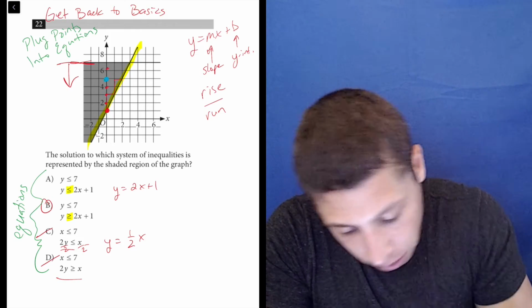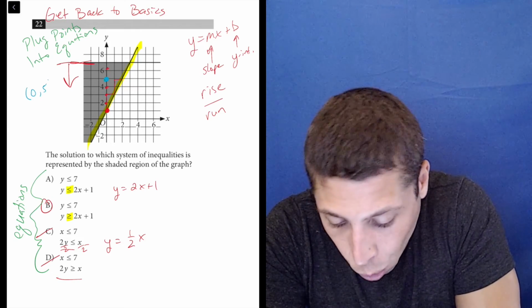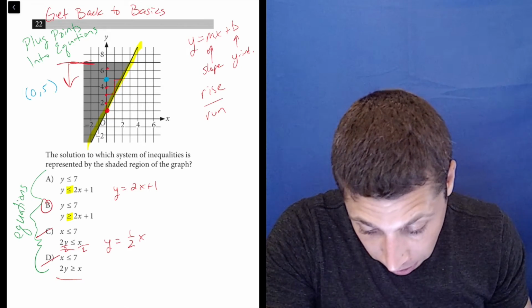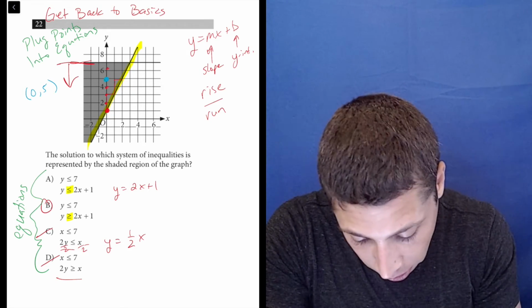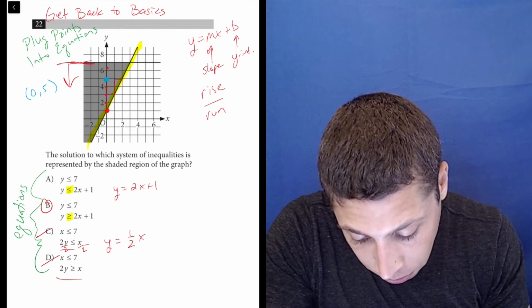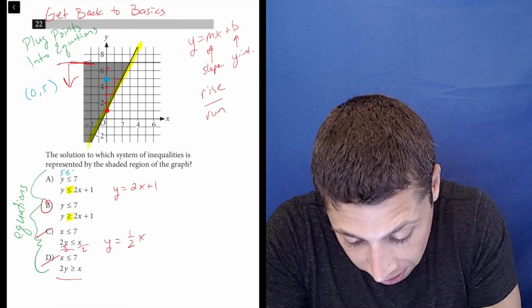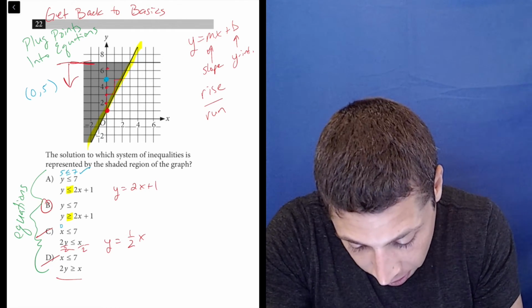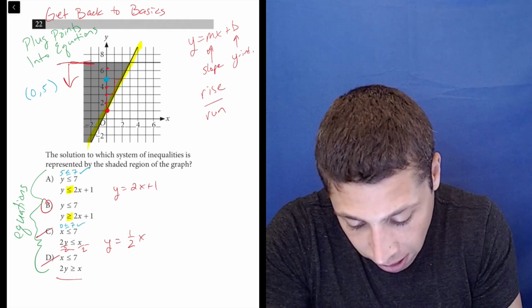So what I would do is I say, okay, does (0, 5) work in these equations, right? It's shaded, so it's supposed to be a valid point. So it works in all of the top ones, right? So y would be 5, so 5 is indeed less than 7, so that checks out. And then even on the bottom with the x's, right? 0 is indeed less than 7, so that works out too.